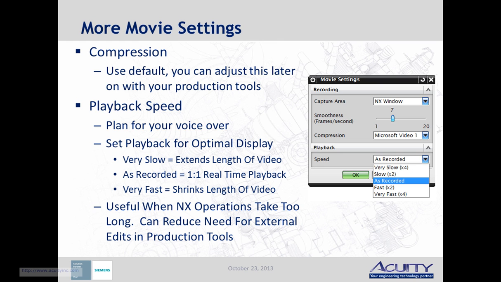Playback speed is useful when you want the video to play back at a different rate than it's recorded. You may want to show something complicated over a period of time, or you may want to shrink an operation down into some conceptual level. Either way, you can choose from the 5 options there. As recorded, which is real time, very slow, very fast, and the ones in between.